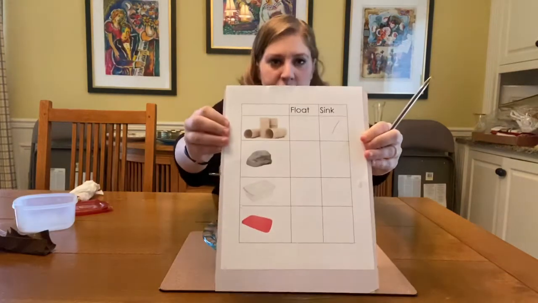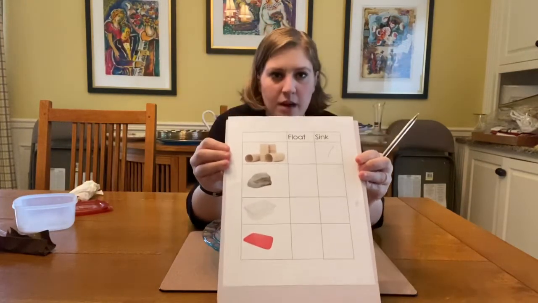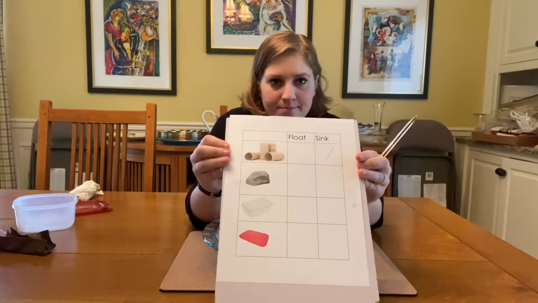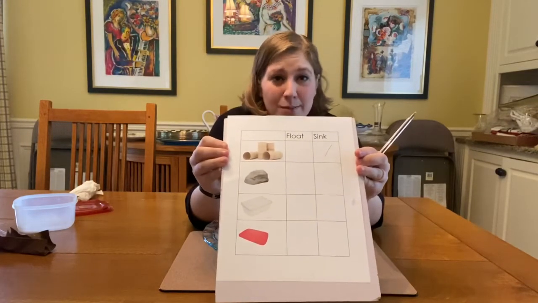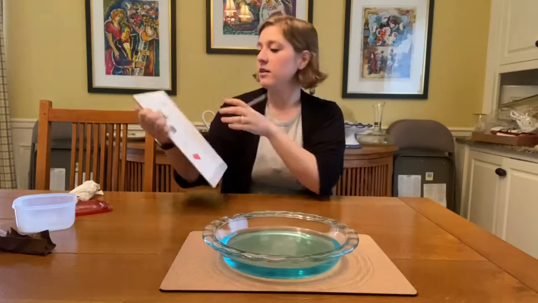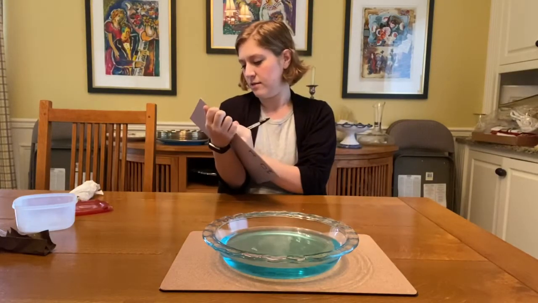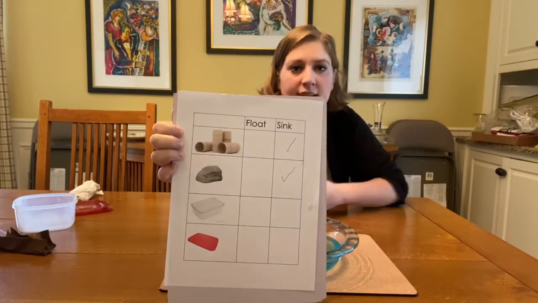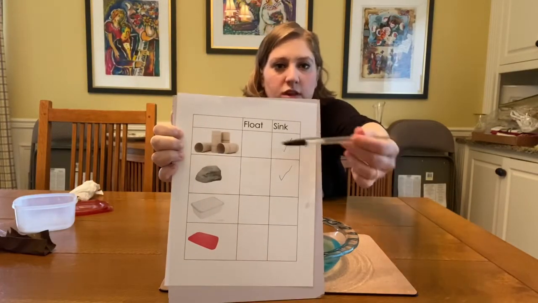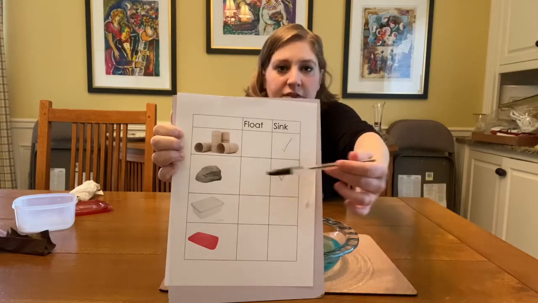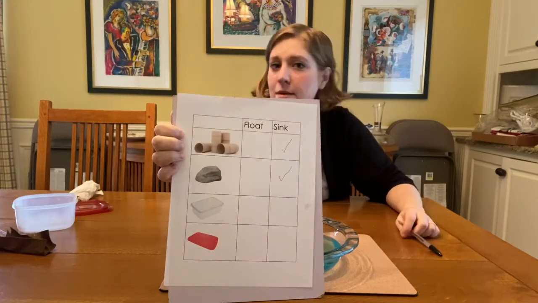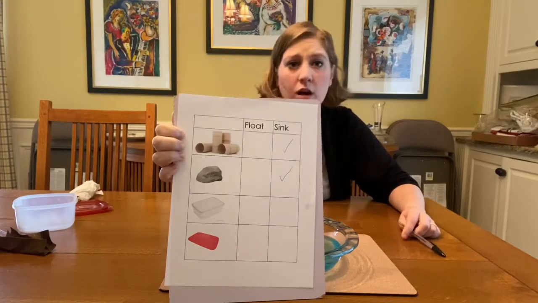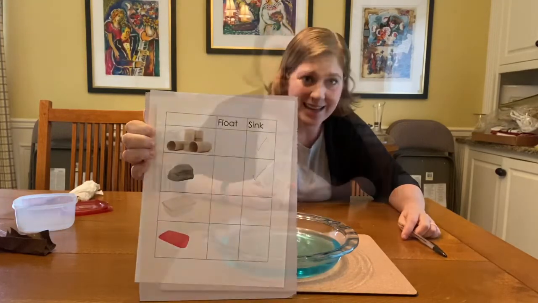Now here's my experiment sheet. Should I put a check mark next to float or sink? That's right, I need to put a check mark next to sink. See, I have now a check mark next to sink for the toilet paper tube and sink for the rock. That means baby Moshe will not be safe in a toilet paper tube or a rock because they both sink.